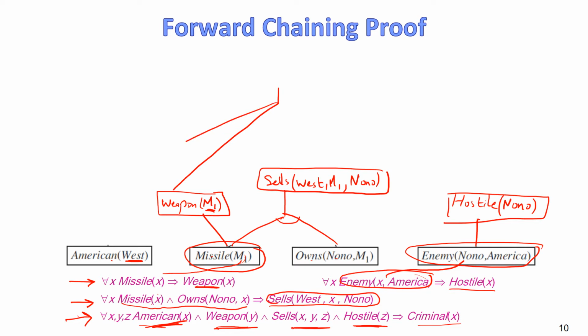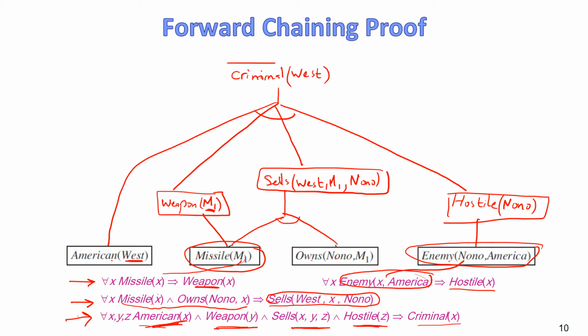we can do something like this. All of these four can be used to infer Criminal of what? So what is x here? x is substituted with West, right? So that will be Criminal(West), and that's exactly what we want to infer. Thanks, Faisal. Okay, that's exactly what we wanted to entail. So that's the query.